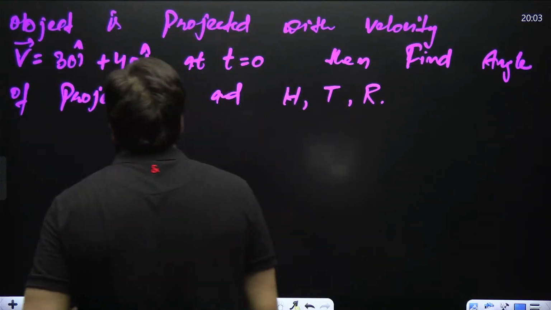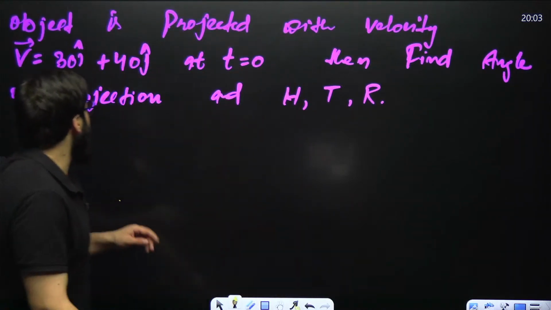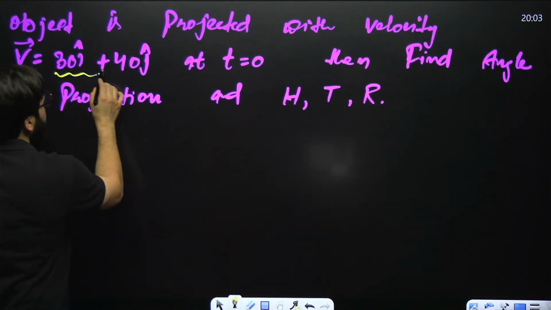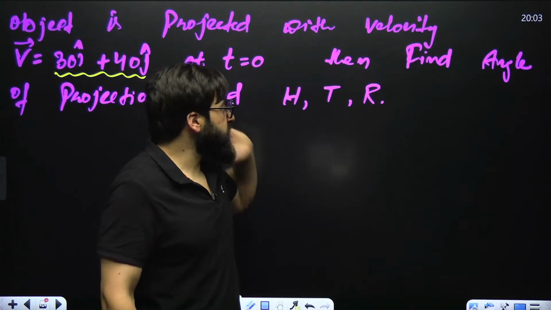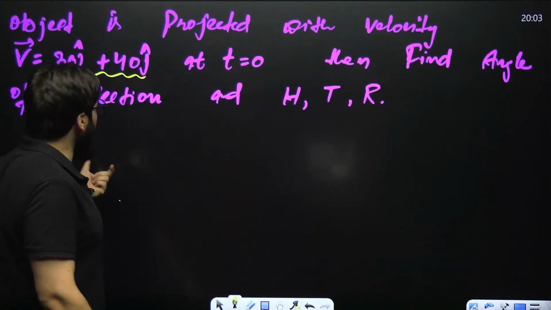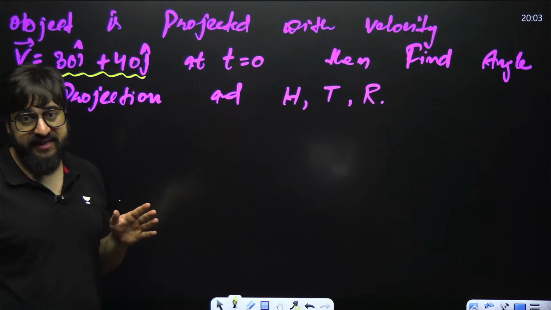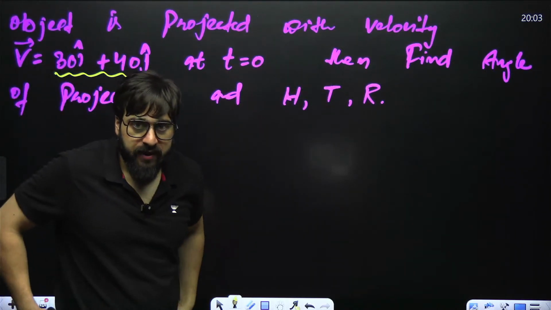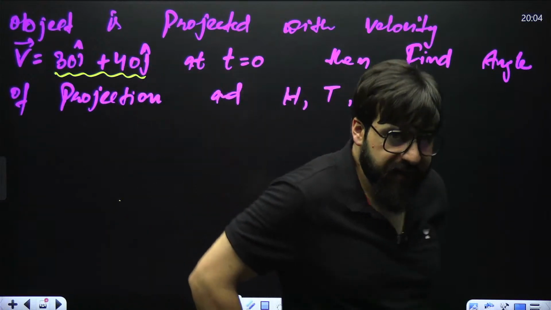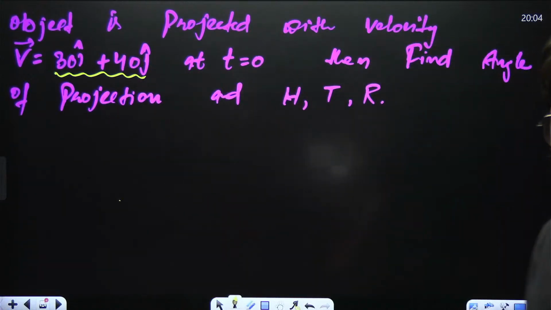An object is projected with a velocity of 30 i cap plus 40 j cap at t equal to 0. Initial velocity is given as this. Then find the angle of projection. You are supposed to find theta, maximum height, time of flight, and range. These are the 4 things that you are supposed to find out in this question. So I would want you to do it as soon as possible before I do it.